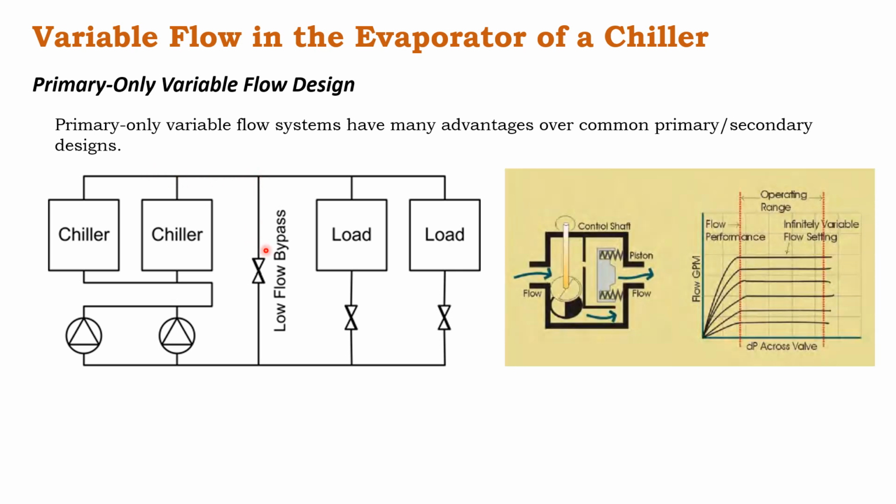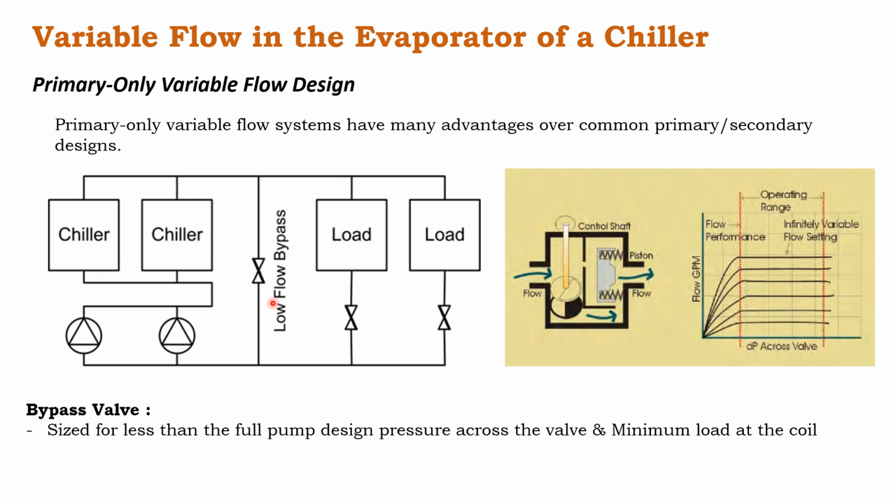So it has to be a pressure independent valve. Here you can see the delta P across the valve is going to be fixed across the different flow rates required for the bypass. So there are a few criteria and pointers while selecting the bypass valve for a primary variable system.